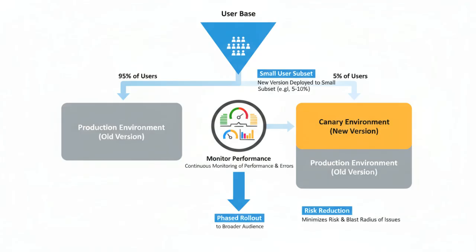If the canary performs well, you gradually expand the rollout to more users, incrementally increasing the percentage until it reaches 100%. If issues are detected at any stage, the rollout can be halted and traffic can be immediately diverted back to the stable old version for the affected users. This significantly reduces the blast radius of potential bugs, allowing for early detection and minimal impact on the broader user base.